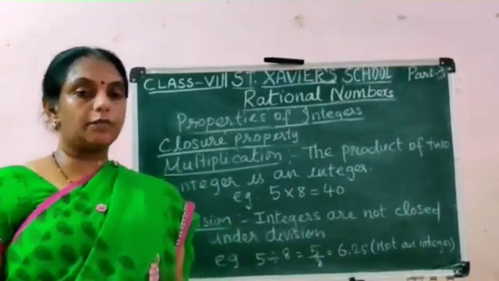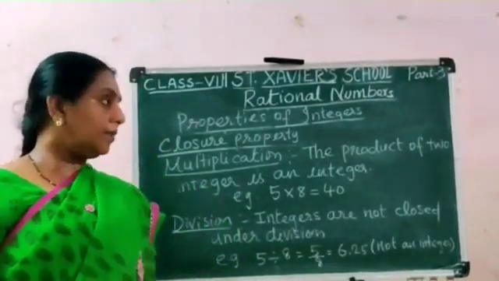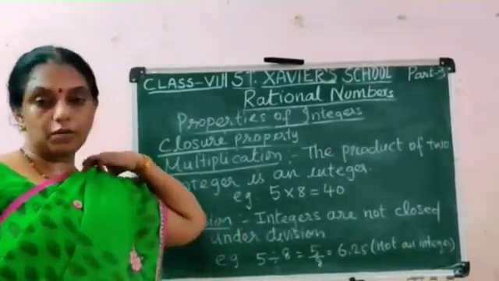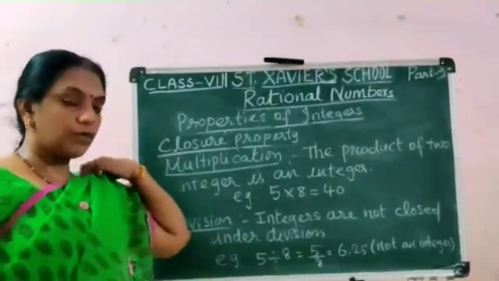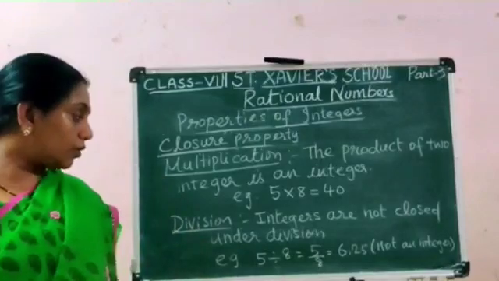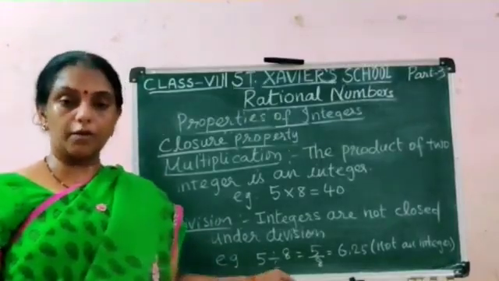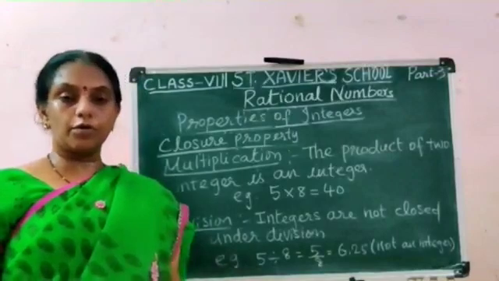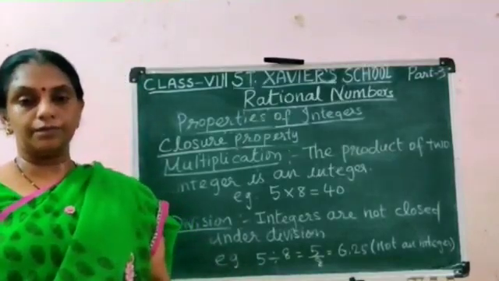Properties of integers for multiplication, closure property. The product of two integers is also an integer. Example is 5 into 8 equal to 40. Next comes division. Integers are not closed under division. 5 divided by 8 equal to 5 by 8, that is 0.625, that is not an integer.